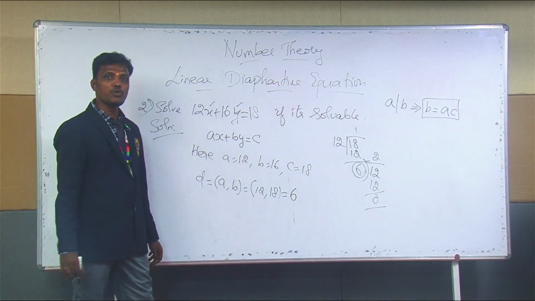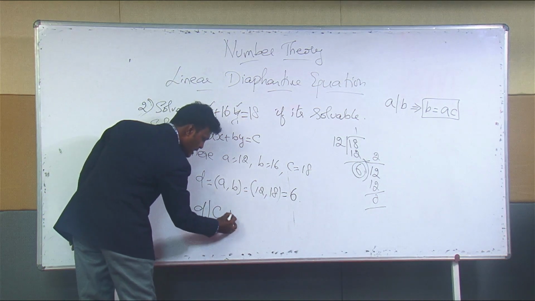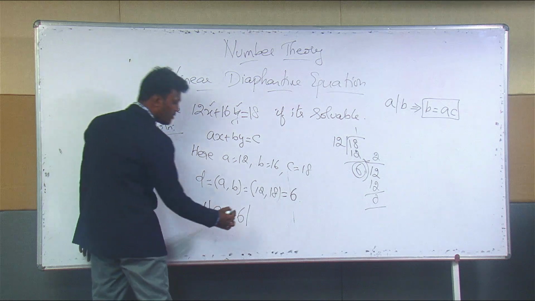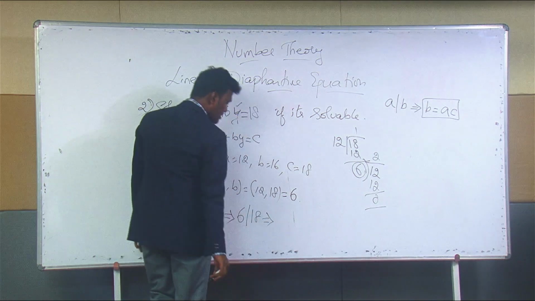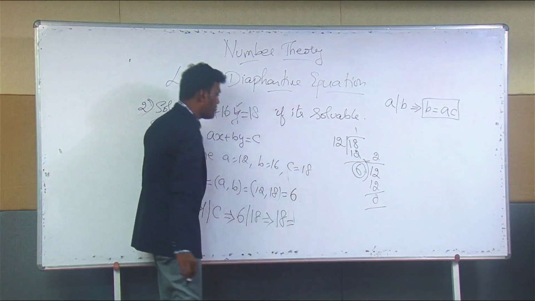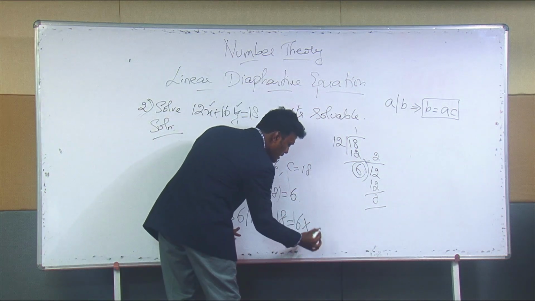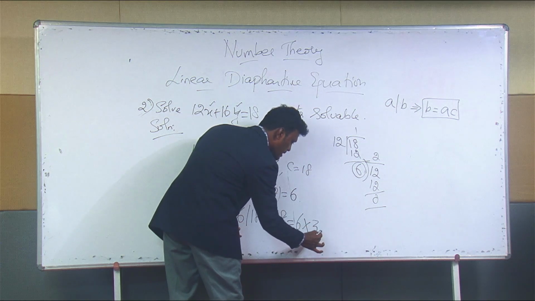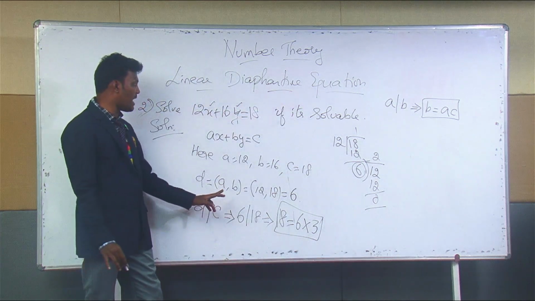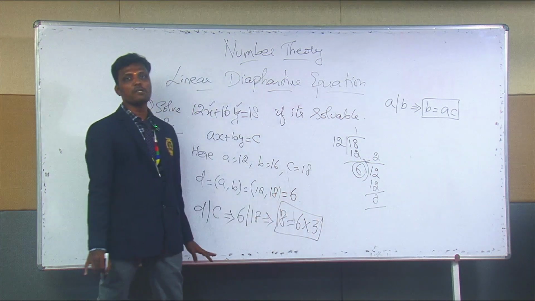So what is the condition to check whether it is solvable or not? D divides C. Your D value is 6, which divides your C value, 18. The second term can be expressed as the first term into some other integer. What integer will it be? 6 threes are 18, so you can express 18 as 6 into 3. So it is a divisibility concept.